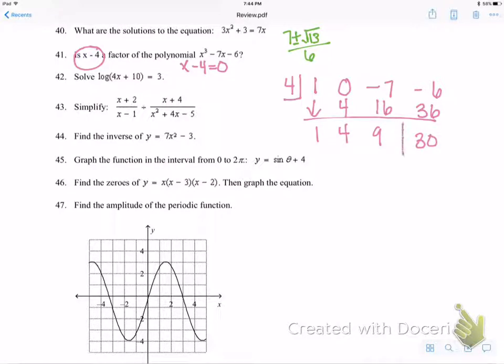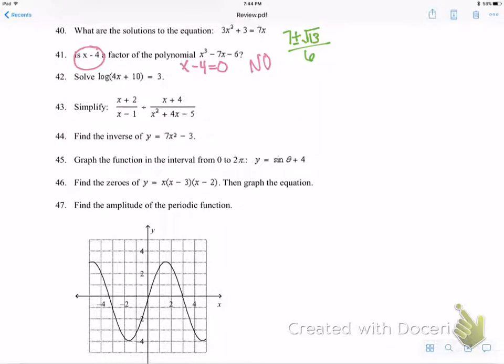So as we know, this last value here is the remainder. And if this number is not a 0, then no, this was not a factor of the original polynomial, x cubed minus 7x minus 6. So your answer, number 41, has to be no. I think the answer key says yes, but that's incorrect, and we need to fix that. Pause the video. I'm going to erase this to do number 42.